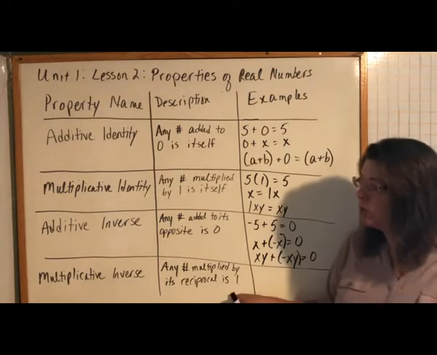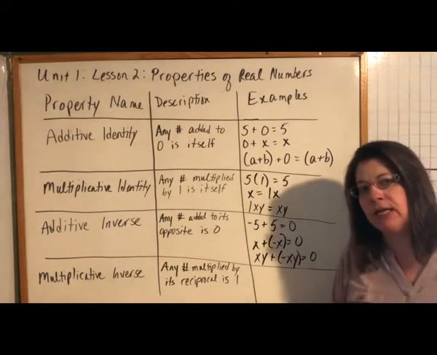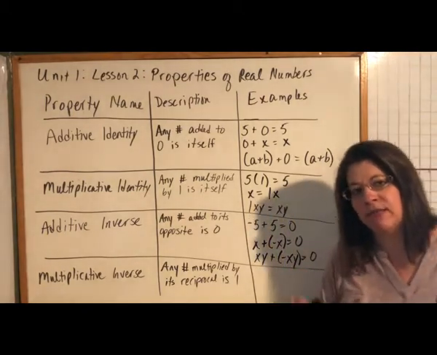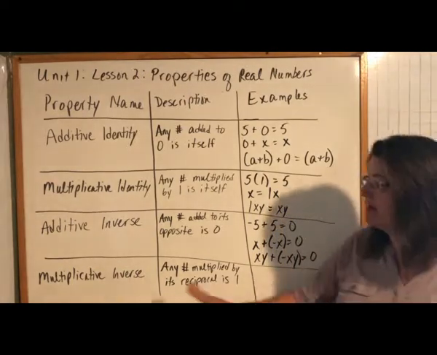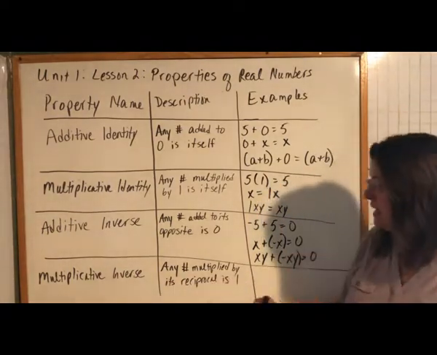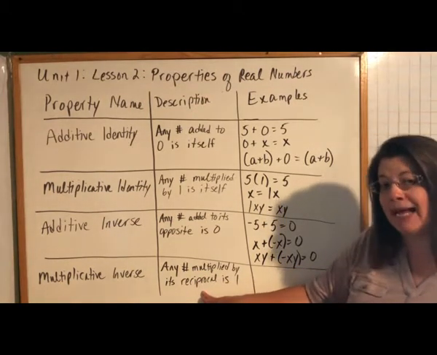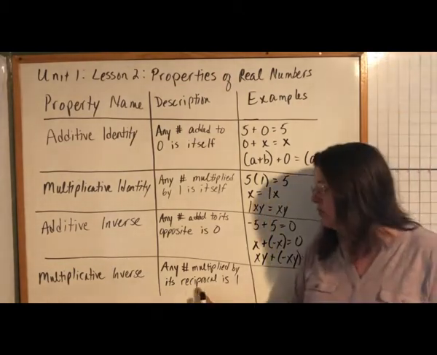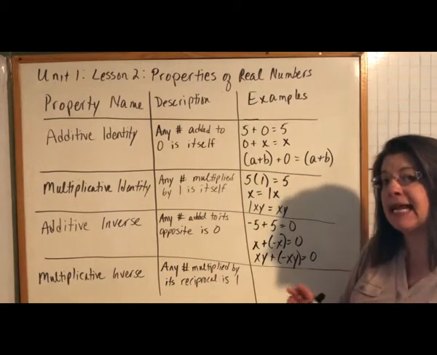And then the last one in this section is the multiplicative inverse property. Earlier in the video, we talked about what the multiplicative inverse is. That's when we flip a fraction upside down. It's the same thing as a reciprocal. Basically, the multiplicative inverse property states that any number multiplied by its reciprocal or by its multiplicative inverse is 1. Remember, we can use reciprocal and multiplicative inverse back and forth. They mean the exact same thing.